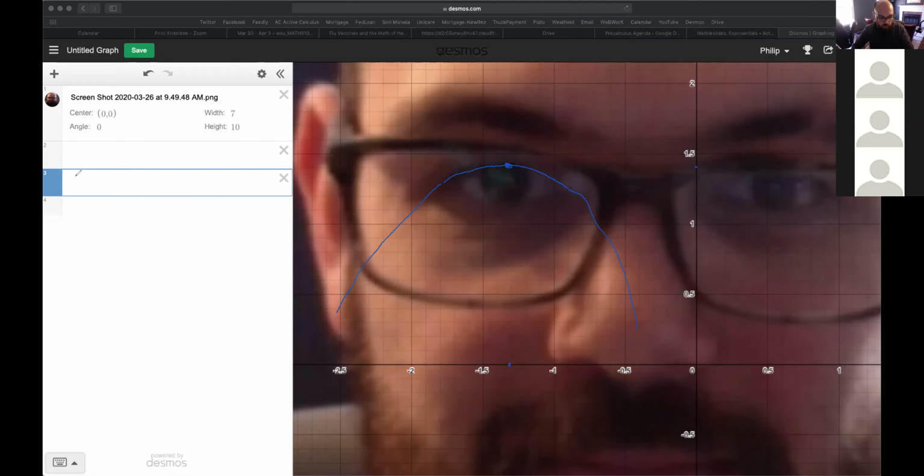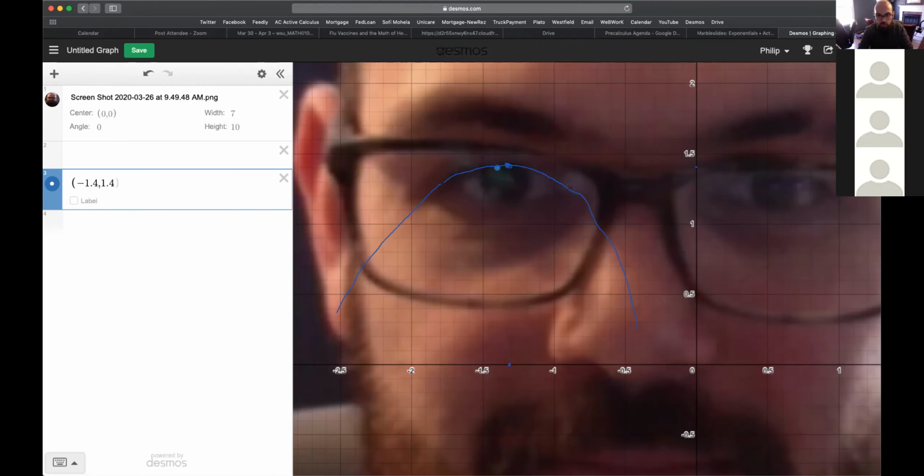If I were to guess at this, I need to go back out of this. It would be something like negative 1.4, comma 1.4. Okay, this is a little bit less than that, so maybe 1.3, 1.4. We could adjust this up or down, but that's pretty close to where I wanted it to be. If I wanted, I could make it a little bit higher.